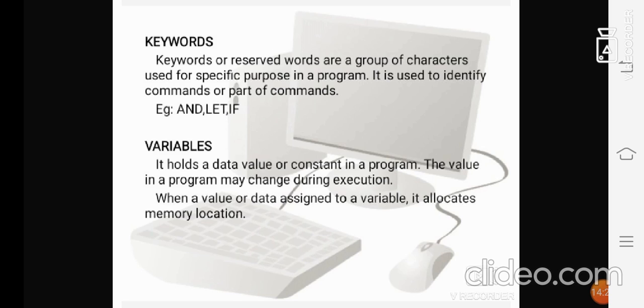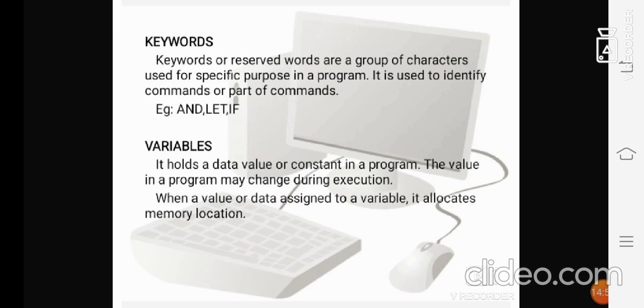Next, variables. A variable is a name which holds a data value or constant in a program. The value in a program may change during execution. When a value or data is assigned to a variable, it allocates a memory location. Whenever the variable is referred to, the computer supplies the stored data for execution.